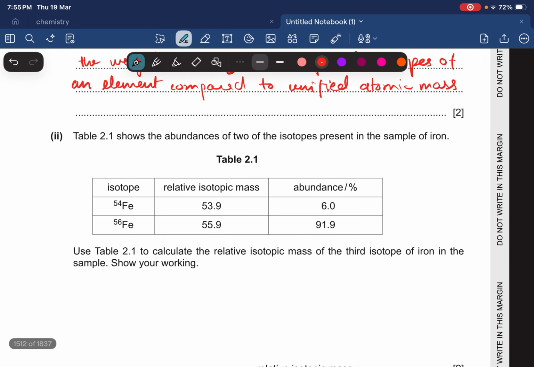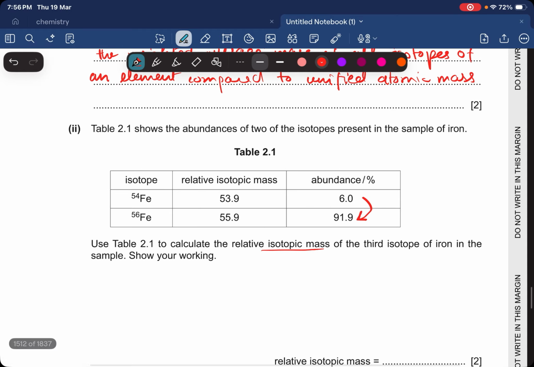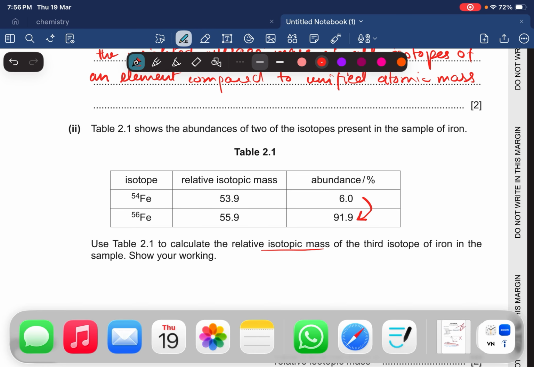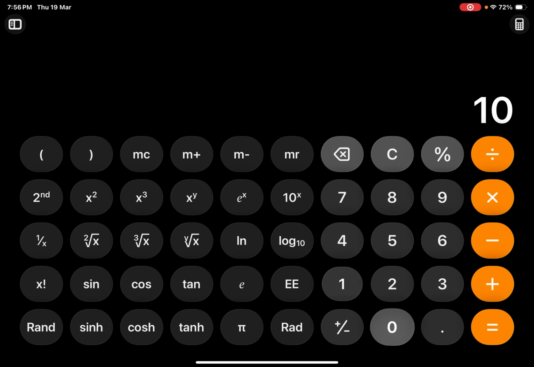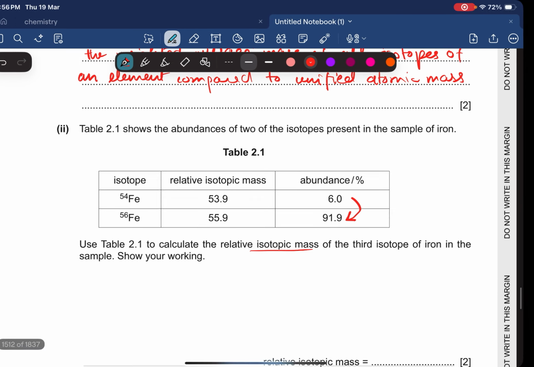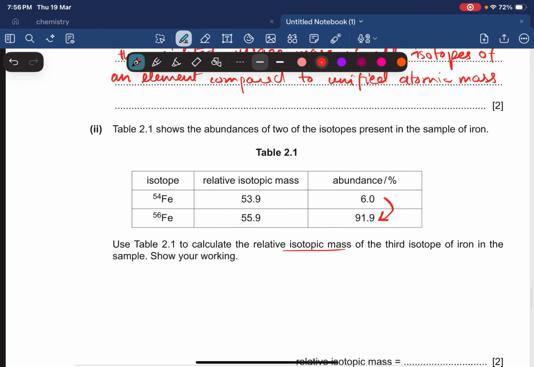Table 2.1 shows the abundances of two isotopes present in the sample of iron. Use table 2.1 to calculate the relative isotopic mass of the third isotope of iron in the sample. Show your working. Well, not difficult at all. What we're going to do is first subtract these two to find out the abundance of the third. 100 minus 91.9 minus 6. That's 2.1 for the third one.